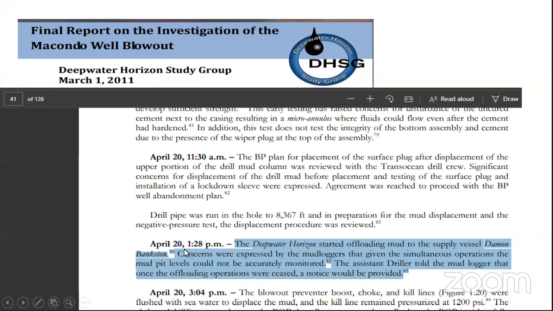So at that time, on the 28th of April, 1:28 p.m., the mud loggers told the driller that because of this simultaneous operation, they had difficulty in monitoring the pits. So the AD, the assistant driller, told the mudlogger that once the offloading operation ceased, a notice would be provided, which was not actually done in the latter part. So this is just an example of how communication is very, very important, first of all.